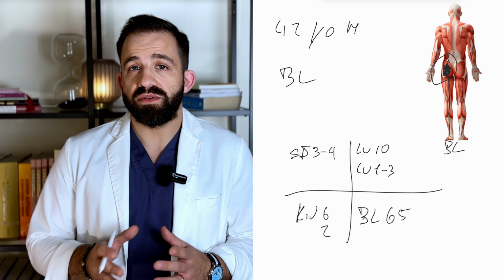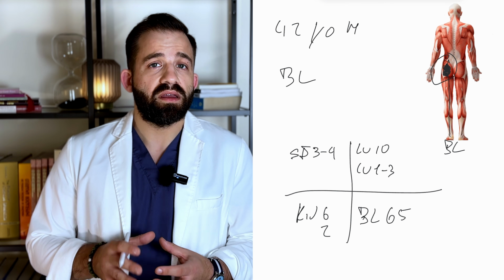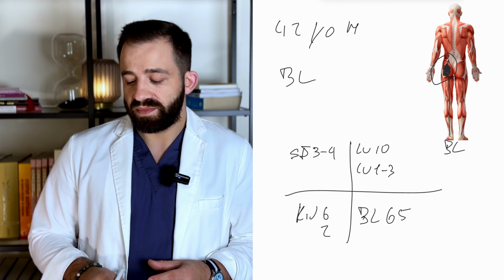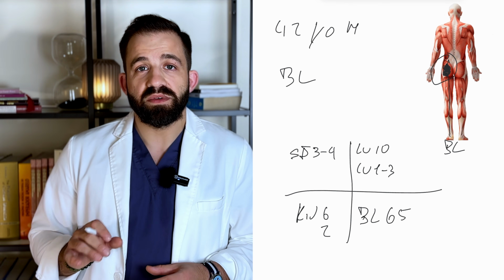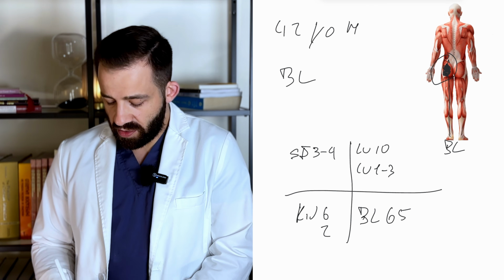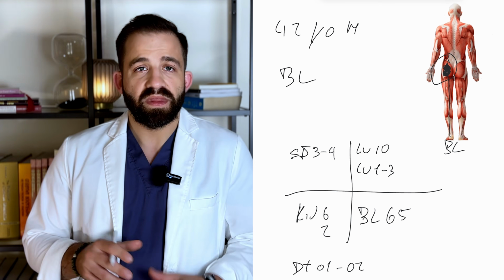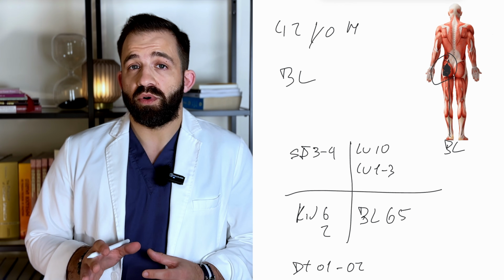In the beginning there was no itching, there was some heat but no itching, and now he was feeling a lot of itching and almost no pain. So I kept the same treatment, but in the beginning I bled the area of DT01 and 02. This is a set of Master Tung points on the back.